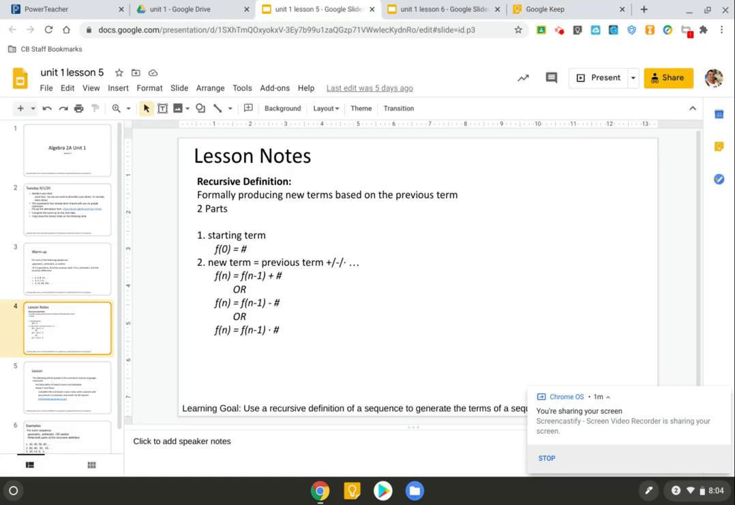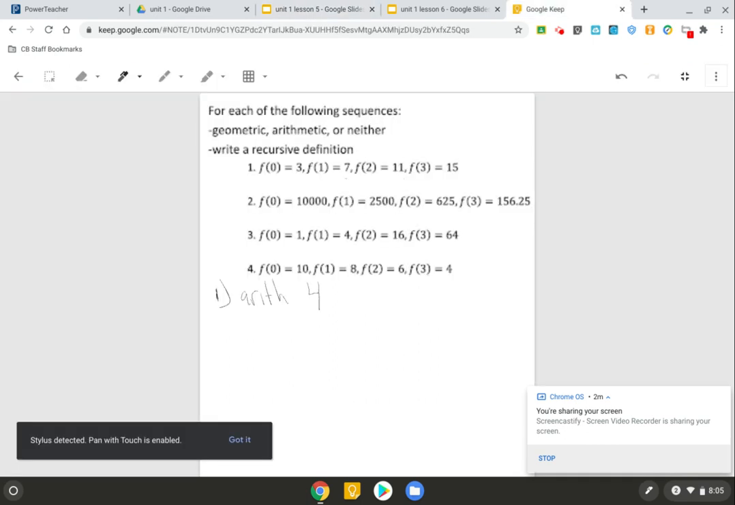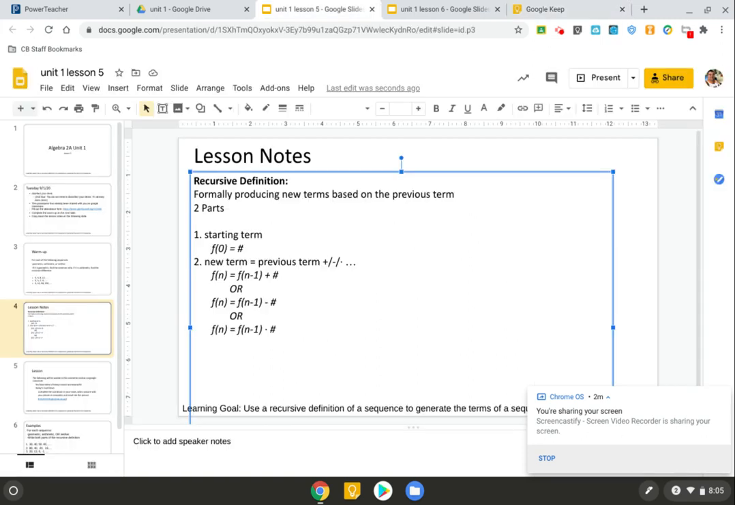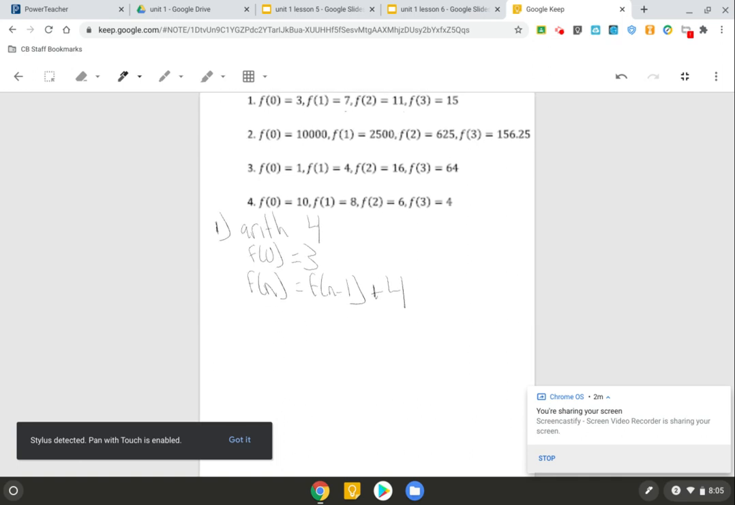If we look back at our lesson notes from yesterday, remember this is how we write the recursive form, or the recursive definition. So our starting term, f of 0, is going to be 3, since that's our starting term. And then for our second part, we are going to use this one because our pattern is to add. So f of n is going to be equal to f of n minus 1 plus our common difference, 4. So that's number 1.